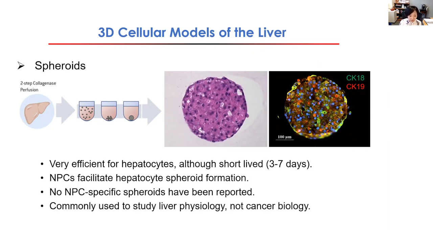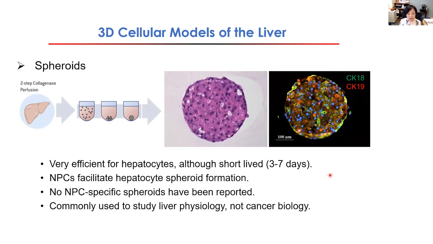So it is very efficient for hepatocytes, although these spheroids are typically short-lived. They don't last over 7 days, because hepatocytes will start to de-differentiate and start losing their differentiated properties. So you cannot use these spheroids to study hepatocyte-related biology anymore.